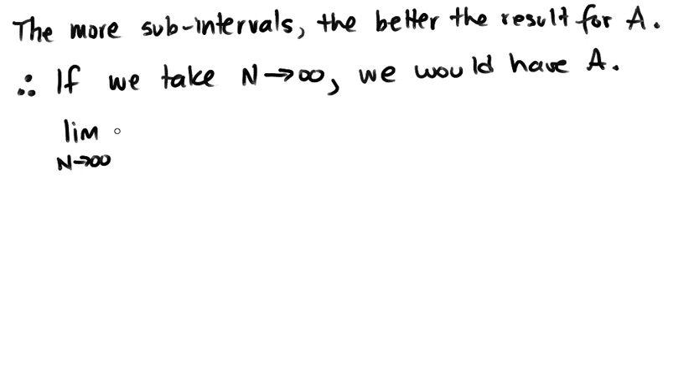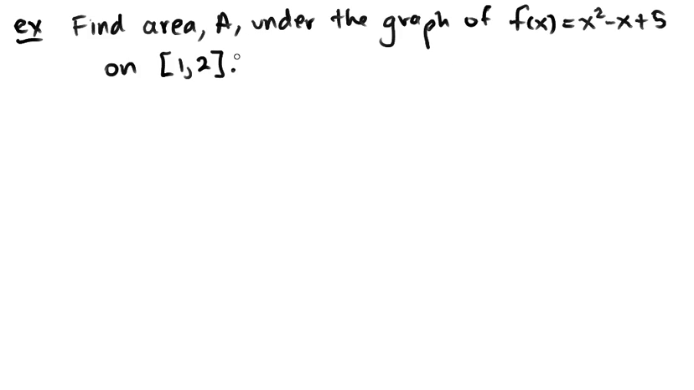The limit as n goes to infinity of r sub n or l sub n or m sub n will be A. We'll exactly calculate the area underneath the graph. So here's an example. Find the area under the graph of this function on the closed interval 1, 2. The area is the limit as n goes to infinity of r sub n. Divide it up into an infinite number of little tiny rectangles. And again, we have to calculate our delta x.